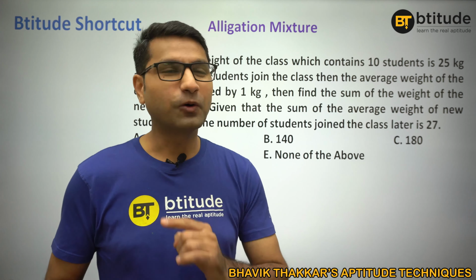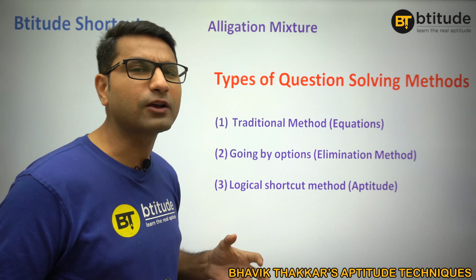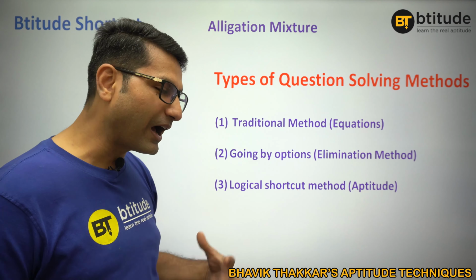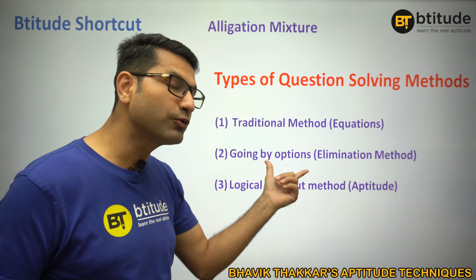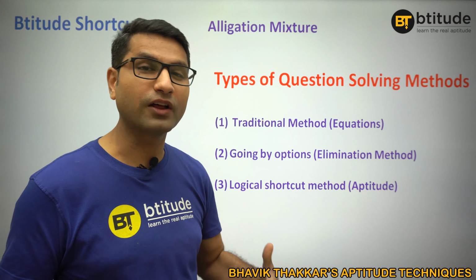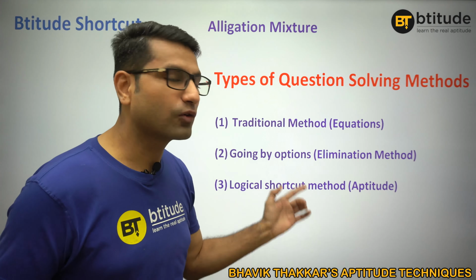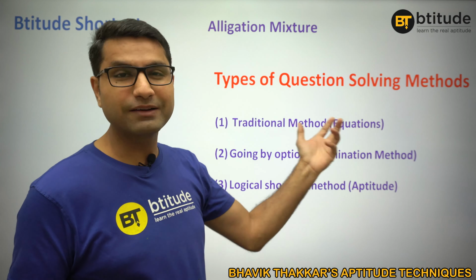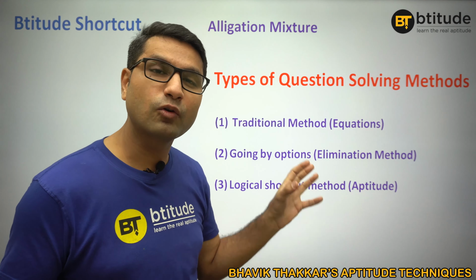Fine? So, we are not going to solve the question directly with shortcut. We are going to give you the basic concept by which that can be solved, that is equation. We'll understand how equations can solve this particular question. Later we'll also understand how you can go by options to solve this particular question, and of course the logical method. And Btitude method is not either of them. Sometimes Btitude method could be going by an option, going by an equation, sometimes it could be a logical method, sometimes it may be a combination of 2 or 3 methods.